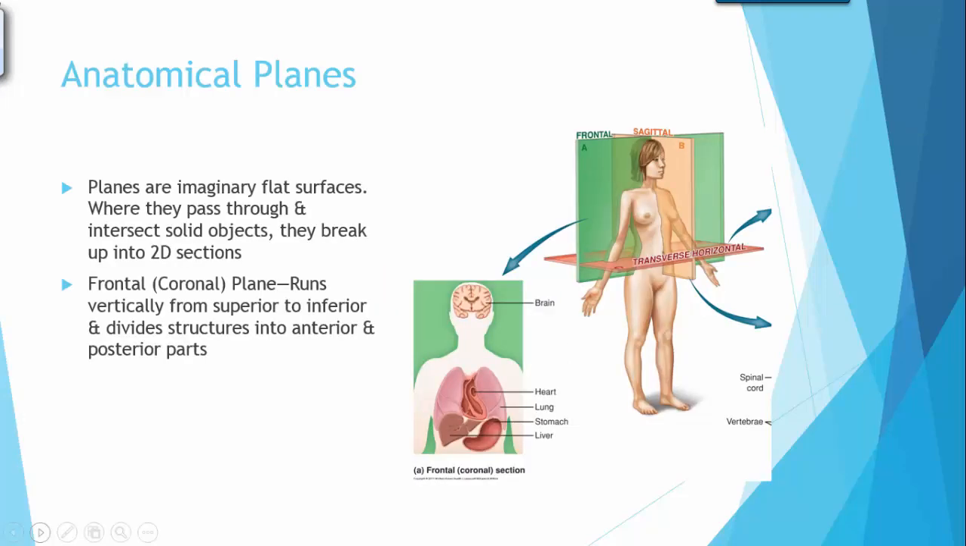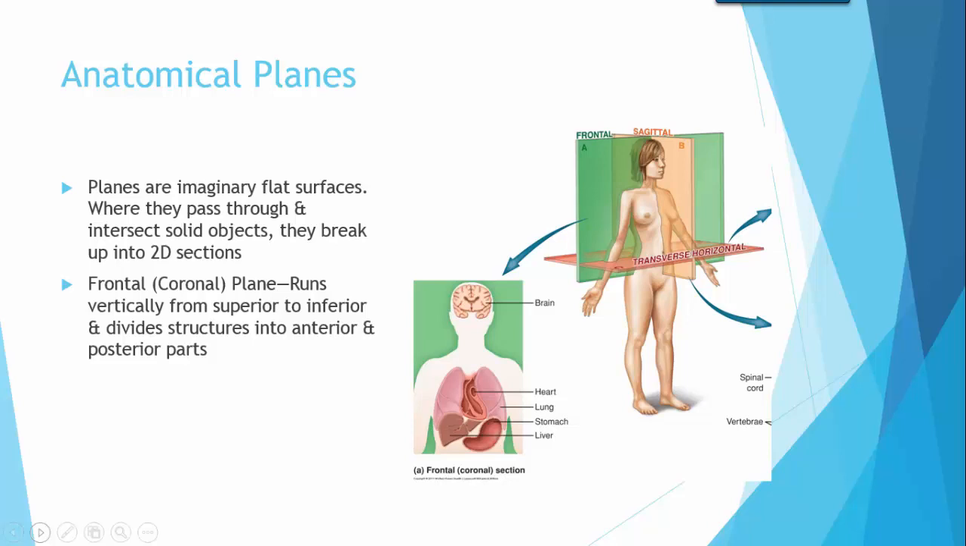So anatomical planes are imaginary flat surfaces. Again, they're going to pass through and intersect solid objects and break them into 2D sections. So what I personally think of when I'm thinking about these anatomical planes is if I were to take a saw through this plane, what kind of halves would I end up with in the body?